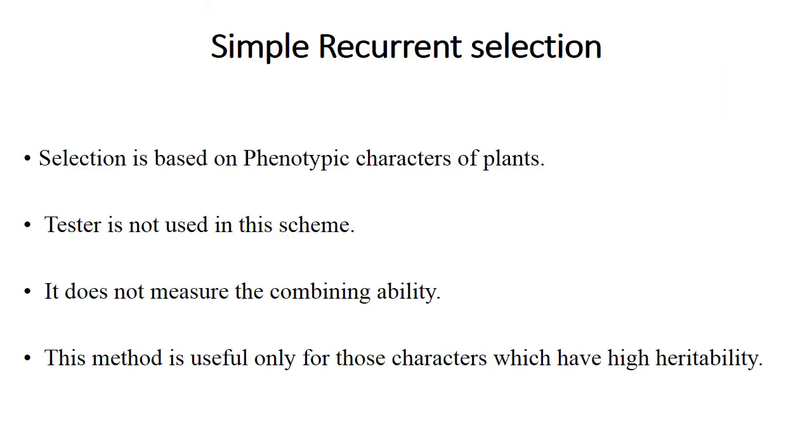The first one is simple recurrent selection. It is based on the phenotypic character of plants. No tester is used in this scheme. It does not measure the combining ability, and this method is useful only for those characters which have high heritability.